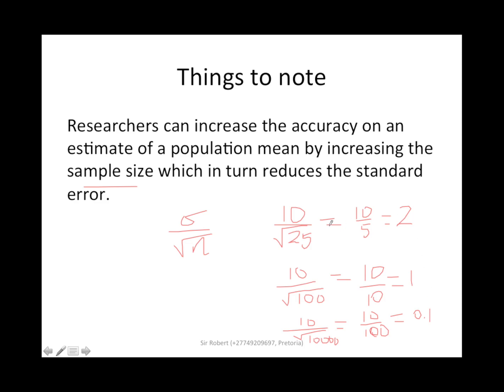So you can see that when the sample size was 25, the standard error was 2. When the sample size was 100, the standard error was 1. When the sample size was 10,000, the standard error was 0.1. As n increases, the standard error decreases. That's what we mean by researchers can increase the accuracy of an estimate of the population mean by increasing the sample size, which in turn reduces the standard error.